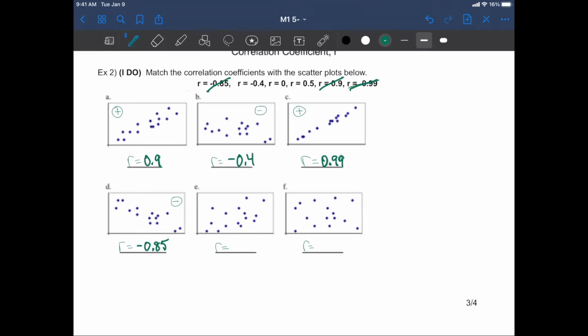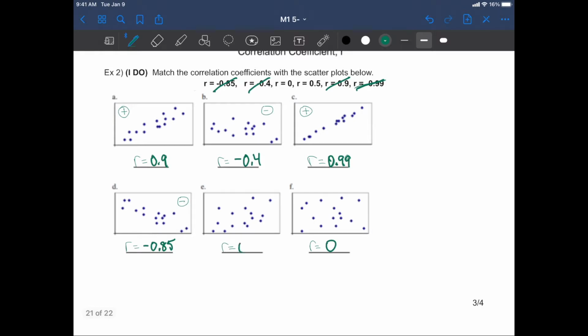Okay, so now we have the last two. R equals 0. F looks like it has no pattern whatsoever, and E kind of looks like it has a positive one. Like it could look like this. It's going in that direction, but it's quite weak. So I'm going to go ahead and write 0.5 for that one. All right, if you tried this on your own, see if you agree with what I have. If not, let's talk about it in class.